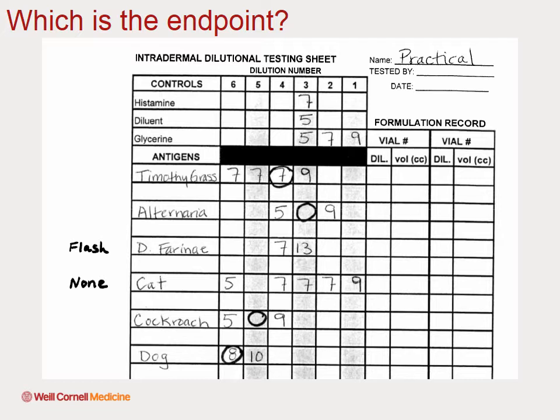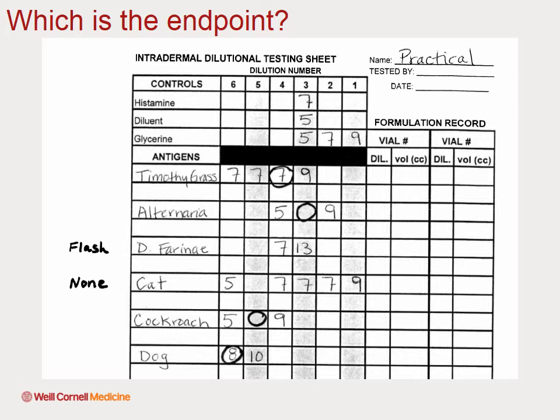Now let's look at Alternaria, the one below. We have 5. So then what we did is an extrapolation. We skipped the number 3 and we put the number 2 dilution on. We got a number 9, a 9mm wheal, which is fine compared to the matched glycerin control. So now we can extrapolate a 7 in between, which would mean that number 3 is the endpoint for Alternaria.